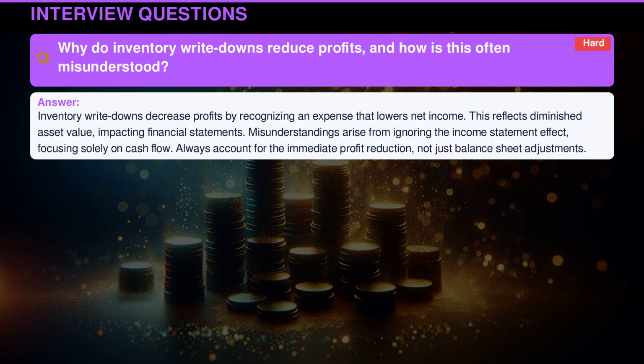Inventory write-downs decrease profits by recognizing an expense that lowers net income. This reflects diminished asset value, impacting financial statements. Misunderstandings arise from ignoring the income statement effect, focusing solely on cash flow. Always account for the immediate profit reduction, not just balance sheet adjustments.